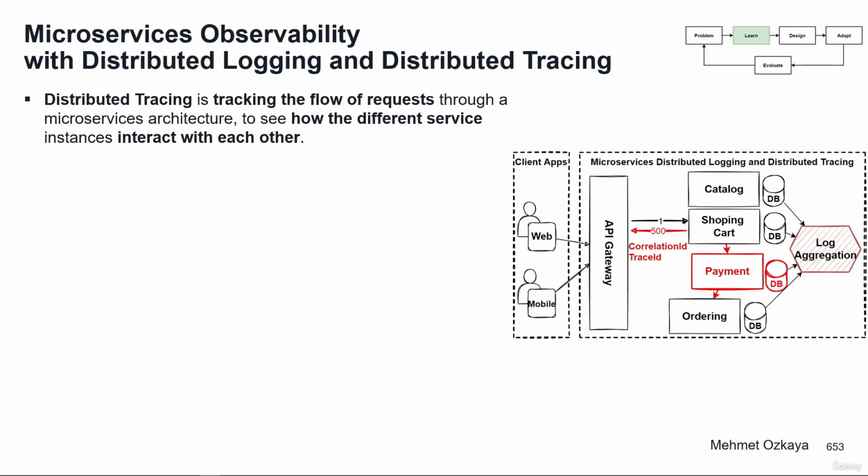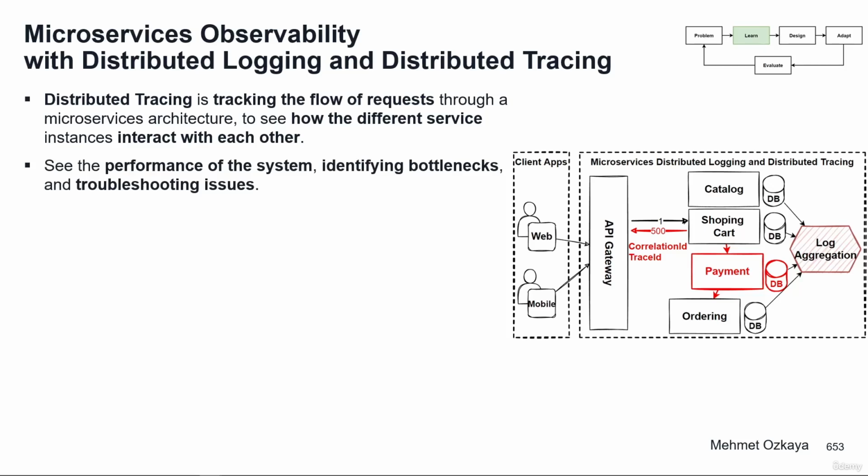Distributed tracing refers to the practice of tracking the flow of a request through a microservice architecture in order to understand how the different service instances interact with each other. This can be useful for understanding the performance of the system, identifying bottlenecks, and troubleshooting issues.